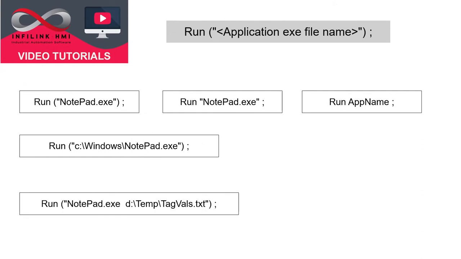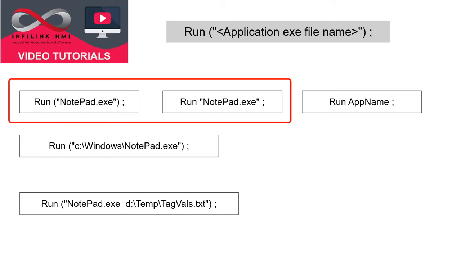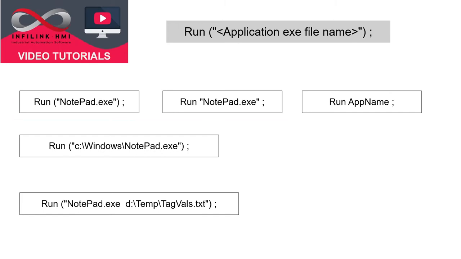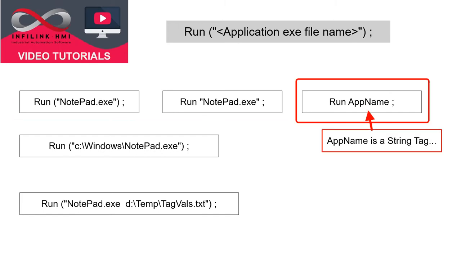The script command Run expects a string literal, or string tag, or string expression as its argument. The first two variants are using a string literal as an argument to the Run command, and these will start the Notepad application. The third variant uses a string tag as an argument to the Run command. The value of the string tag will be used to launch that application.